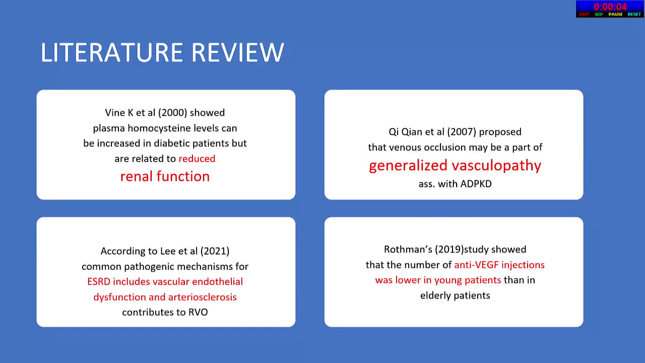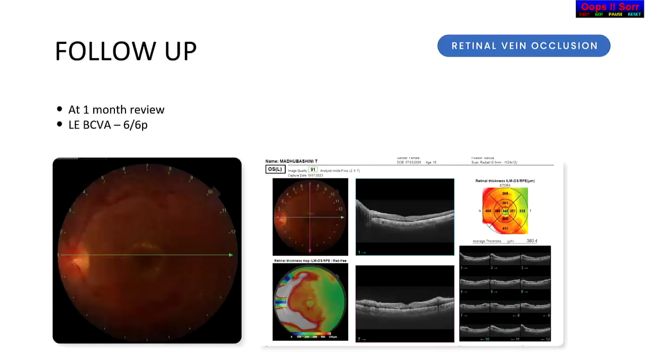A study done in 2007 showed that venous occlusion may be part of a generalized vasculopathy associated with autosomal dominant polycystic kidney disease. Another study showed that the pathogenic mechanism for end-stage renal disease includes vascular endothelial dysfunction and arteriosclerosis, which contribute to retinal vein occlusion. A study by Rothman showed that the number of anti-VEGF injections was lower in young patients than in elderly patients.